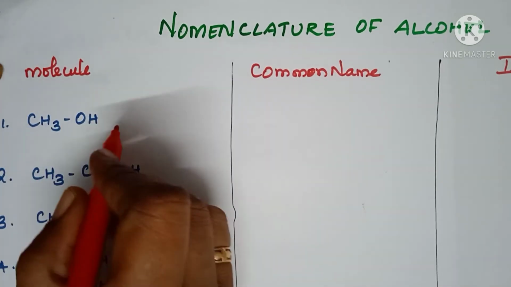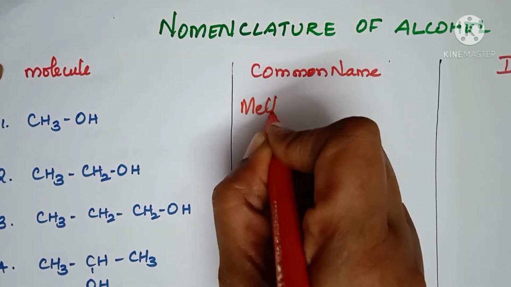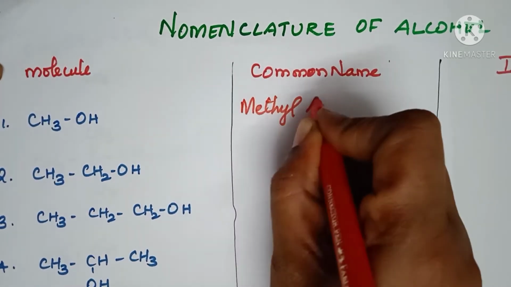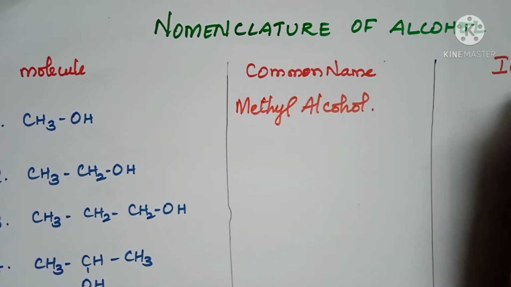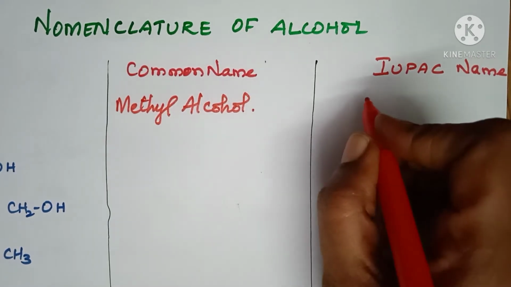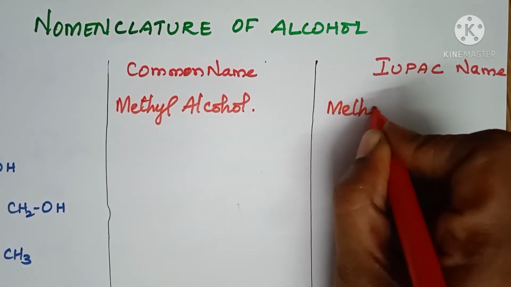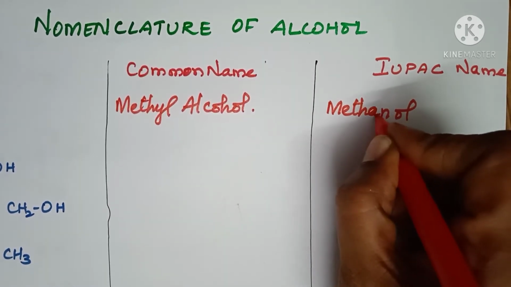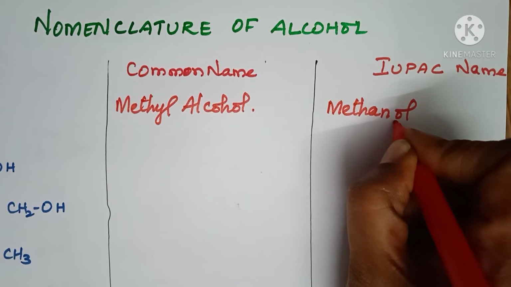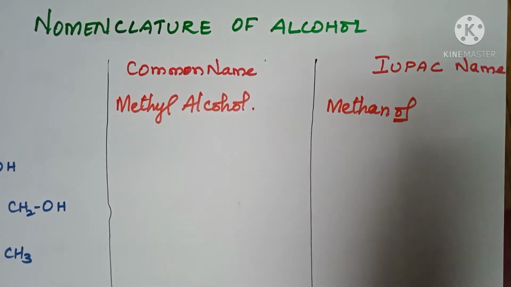Now CH3OH, just now I told what it is: methyl alcohol. Okay, now we are going to check the IUPAC name. What is it? Methanol. Methane, the ANE is replaced with OL: methanol. Okay, now next one.